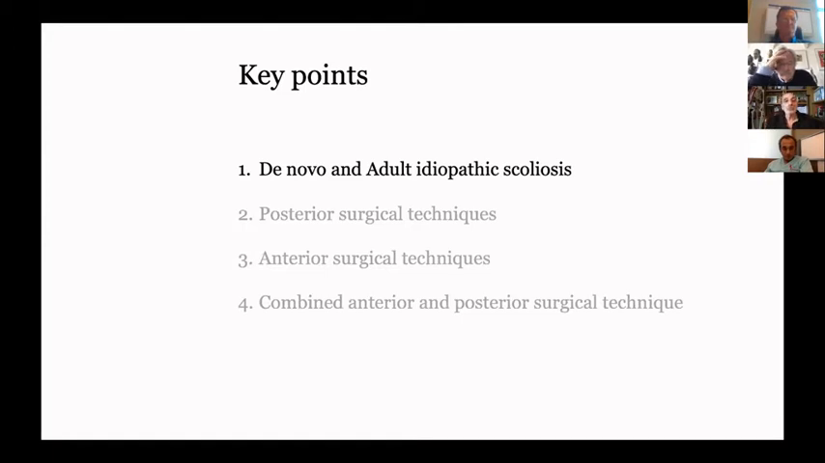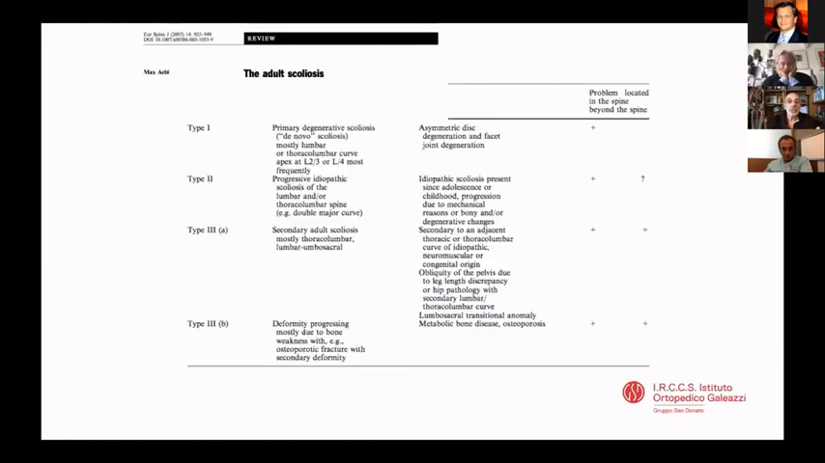I'd like to focus in my presentation on 4 key points. The first is the de novo scoliosis and adult idiopathic scoliosis. As we discussed before, the huge value of this classification is that we can recognize the etiopathogenesis. The etiopathogenesis of different adult scoliosis is relevant for the treatment. I will try to focus on this point.